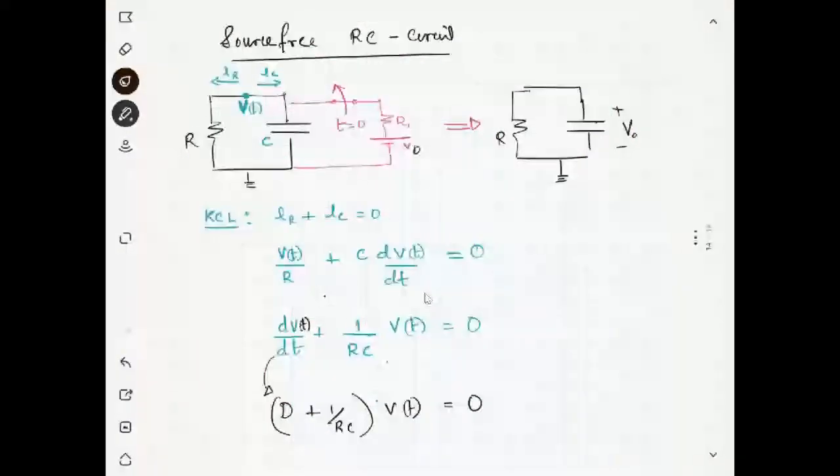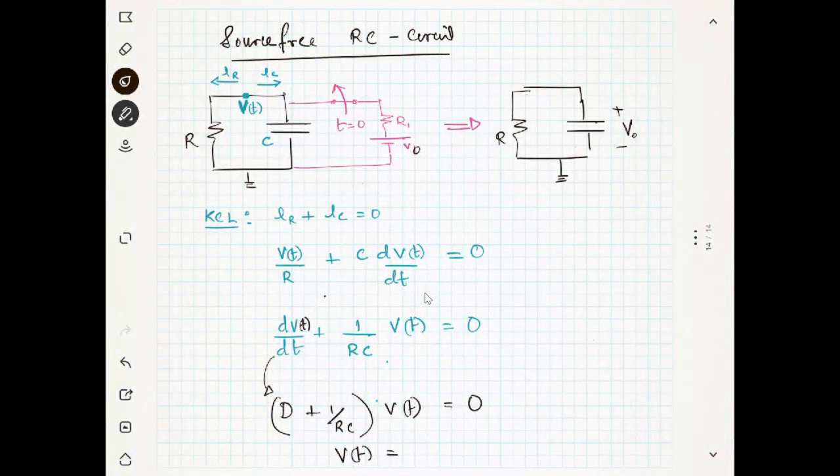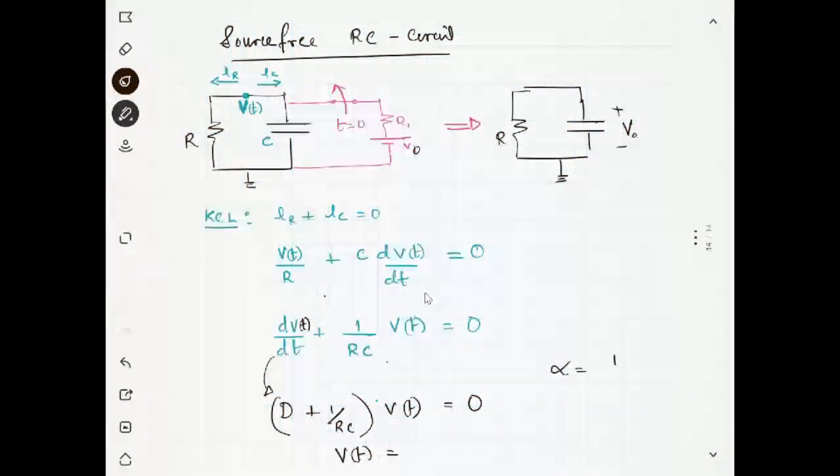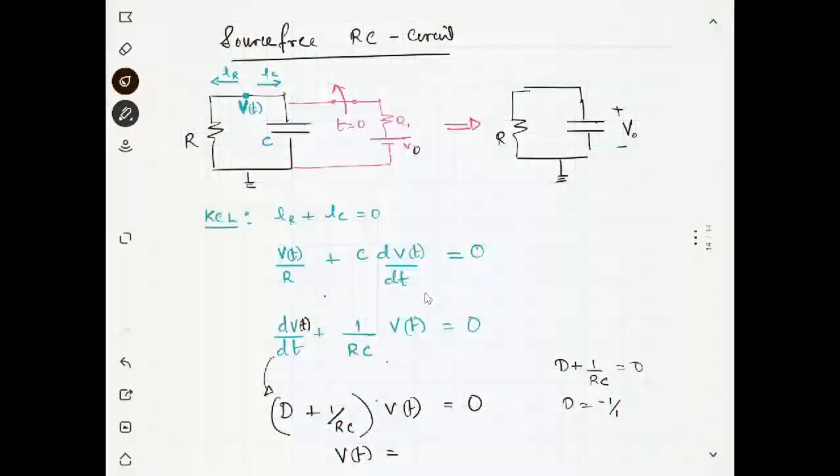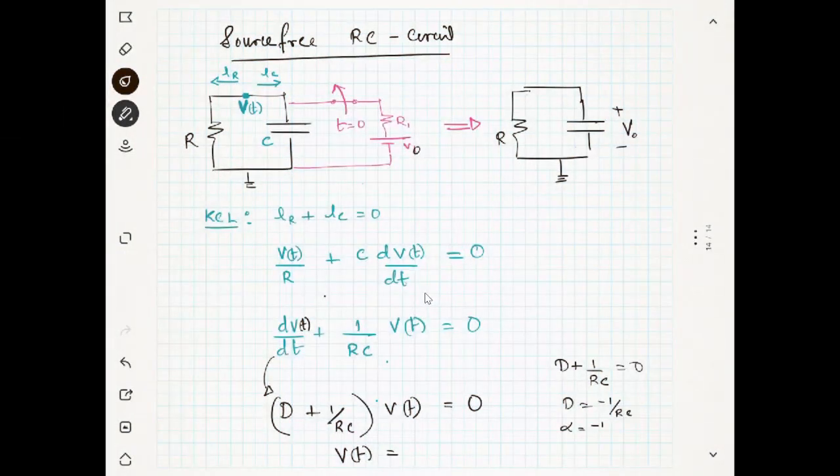What is the solution of this? V of t we have already seen. This is a different equation, but the same kind of thing we have already seen. What is alpha here? Alpha is the root of this: d plus 1 by RC equal to 0, so d equals minus 1 by RC. So alpha is minus 1 by RC. Is it okay? We have already seen the same type of equation in the inductor, but that equation was for current. Here the equation is for voltage. That is the only difference.